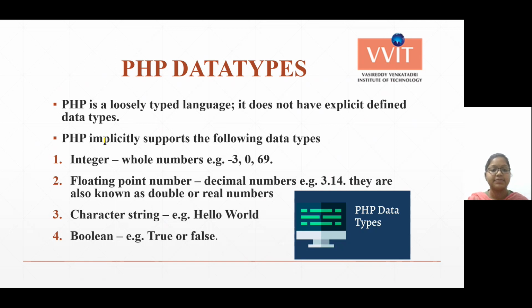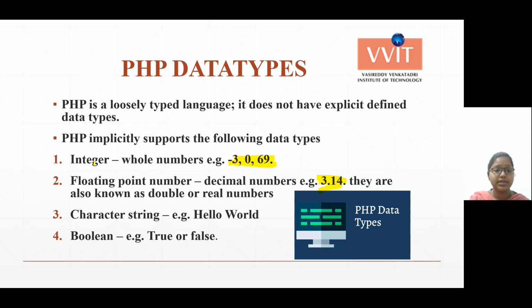Implicitly supported data types are integers, floating point numbers, character strings, and booleans. Integers are, as we know, the whole numbers as well as the negative integers. A few examples are -3, 0, 69, 1, 2, 5, -1, -2, etc. Floating point numbers are the decimal numbers, for example 3.14. These floating point numbers are also called doubles or real numbers.